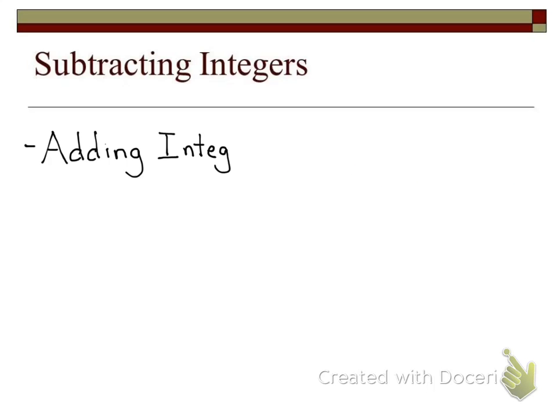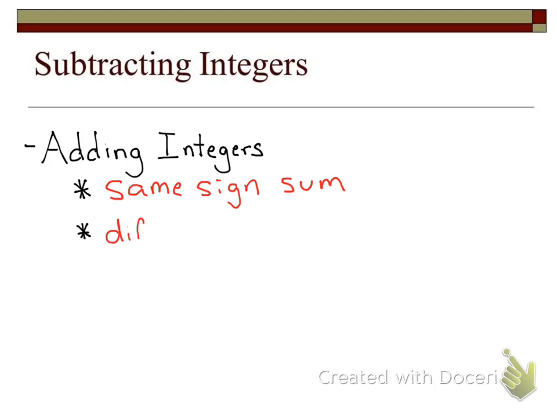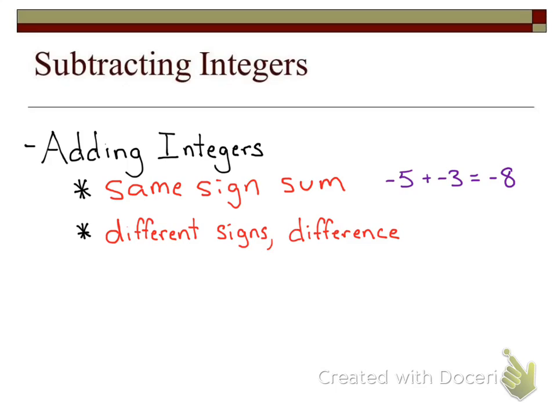And before we start subtracting integers, let's review adding integers, because we're going to turn all of our subtraction problems into addition problems. When we talked about adding integers, I gave you two easy rules to remember. The first rule is same sign sum. That was a very simple rule. It told us that if the two numbers we're adding together have the same sign, we can just add them together and keep that sign. So 5 plus 3 is 8. They're both negative, so my answer will be negative 8.